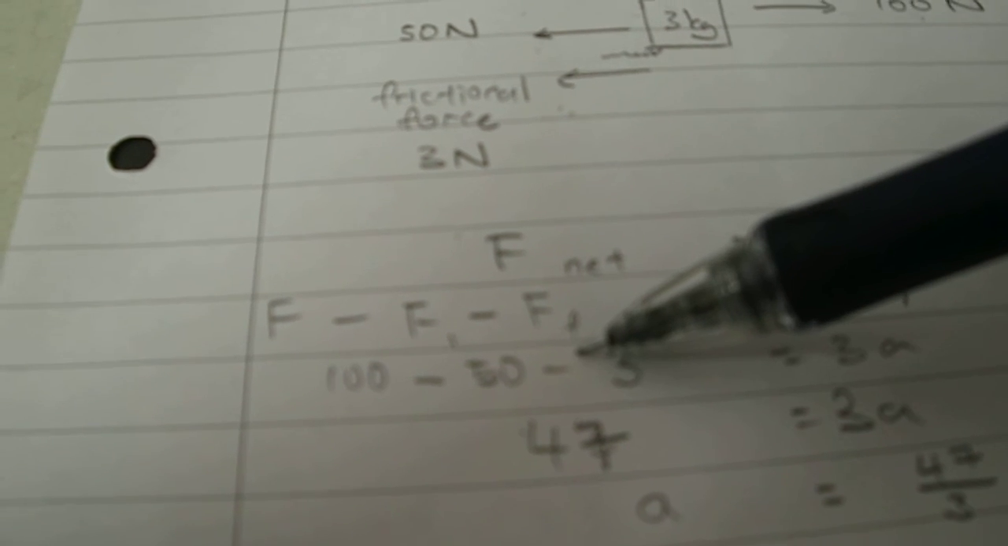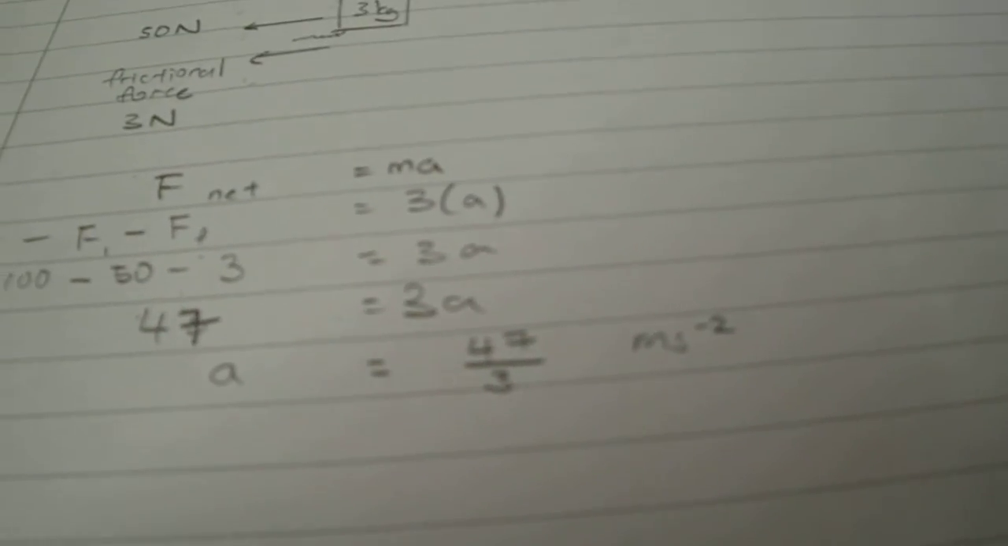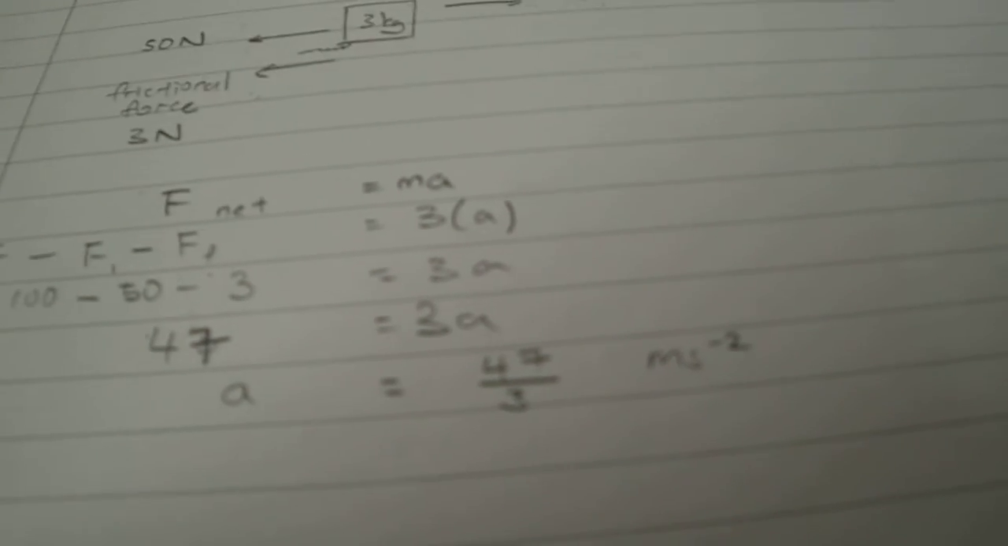So F net equals ma. F minus Fr, the frictional force, is 100 minus 50 minus 3, and m is the mass of the object in kg, so 3 kg times a. We don't know what a is, we want to find a. So after solving the linear equation, 47 over 3, a is negative 2.